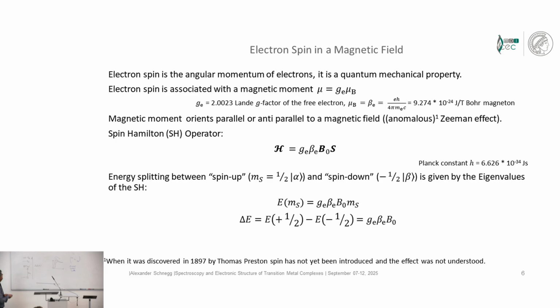You have seen these properties already. Electron spin is the angular momentum of electrons. It's a purely quantum mechanical property. The electron spin is associated with a magnetic moment, which is determined by the Landé g factor, which is approximately 2.0023 and has many additional numbers which have been determined with great accuracy for the free electron.